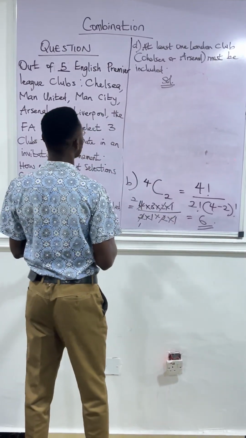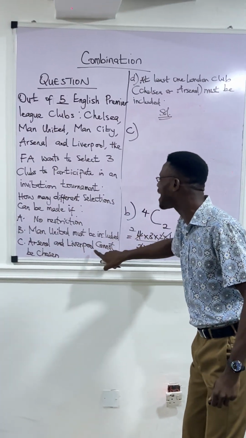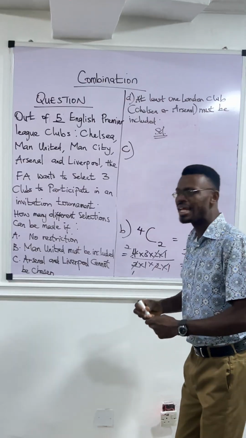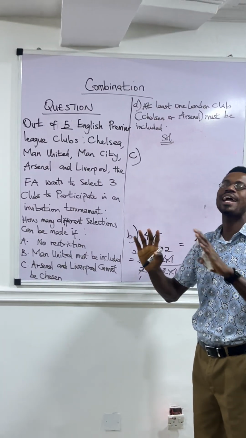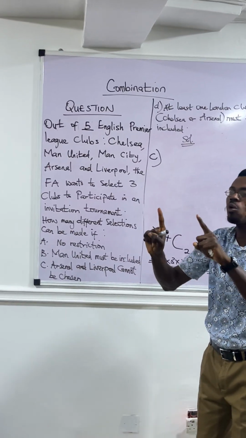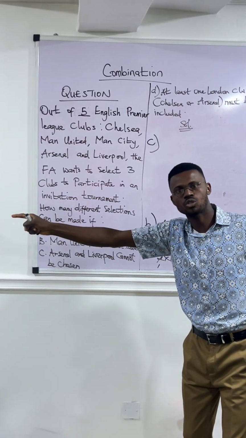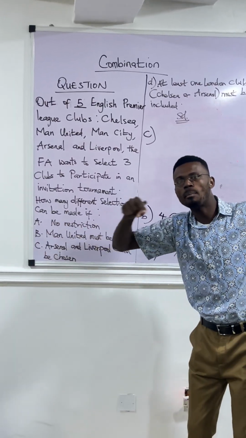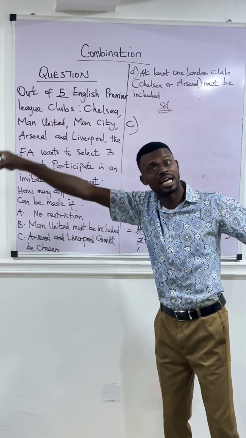Let's solve for C. Okay? Now C says Arsenal and Liverpool cannot be chosen. There's a logic I want to apply here. If, for instance, we have 5 students in the class and 2 of them don't like sweets, it automatically means that 3 like sweets. How do I get the 3? 5 minus 2. So the total minus those that don't like sweets will give me those that like sweets.